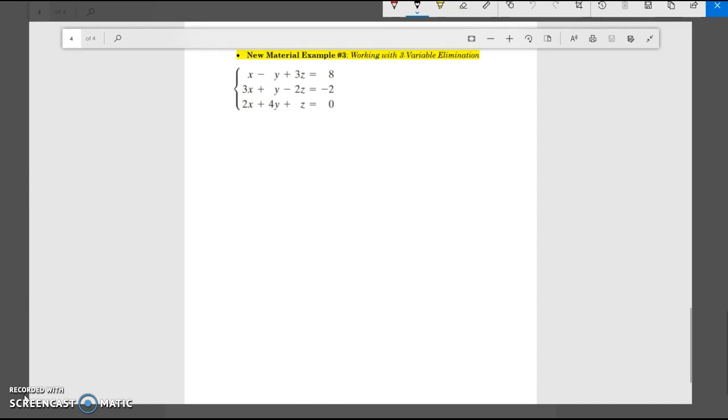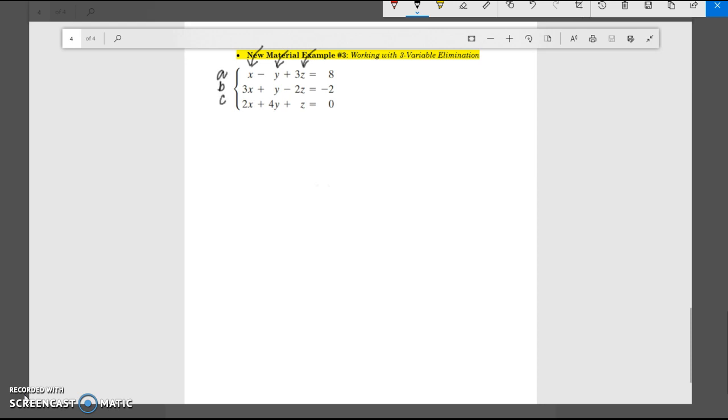And let's begin by considering which variable value is going to be the easiest to cancel. For our x terms, we have coefficients of 1, 3, and 2. For y, we've got a -1, a +1, and a 4. And for z, we've got a 3, a -2, and a 1. My recommendation here would be to go ahead and cancel out your y's using elimination. The reason why I think that's useful to do here is because your y's are already a -1 and a +1 in the first two equations. So they're going to be pretty easy to cancel out together.